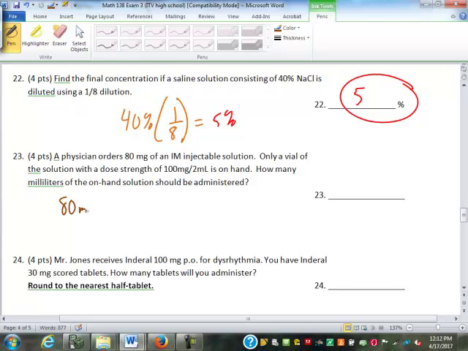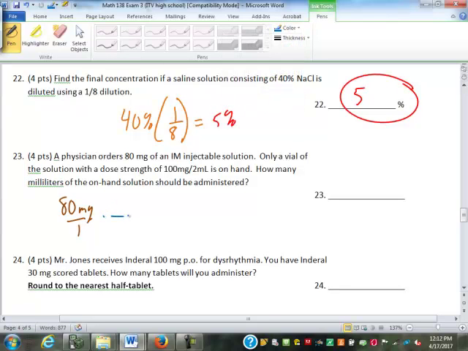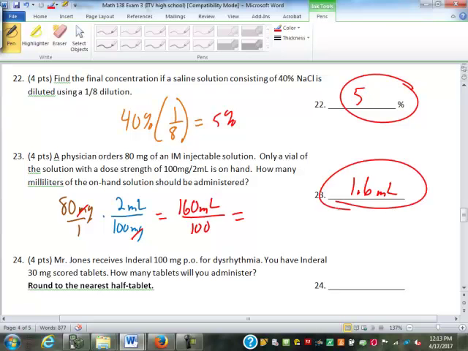So you have 80 milligrams is the order. We have 100 milligrams in 2 milliliters. Milligrams cancel. 80 times 2 milliliters is 160 milliliters. 1 times 100 is 100. 160 divided by 100 is 1.6 milliliters. Any questions on those two?